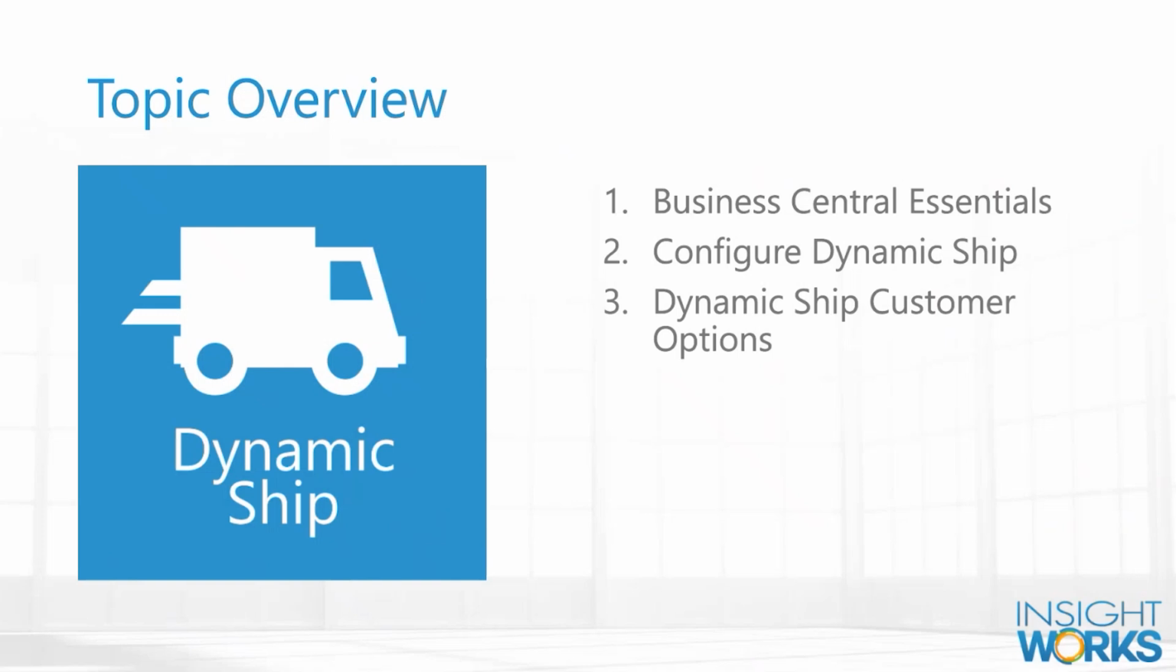Dynamic Ship customer options. We're going to go over the customer options table. We're going to take a deep dive into that just so that you understand what settings are important and what you need to make sure is populated there. And lastly, we're going to take care of the freight price rules. We'll look at that table as well and what you need to do to ensure that freight is being marked up correctly.